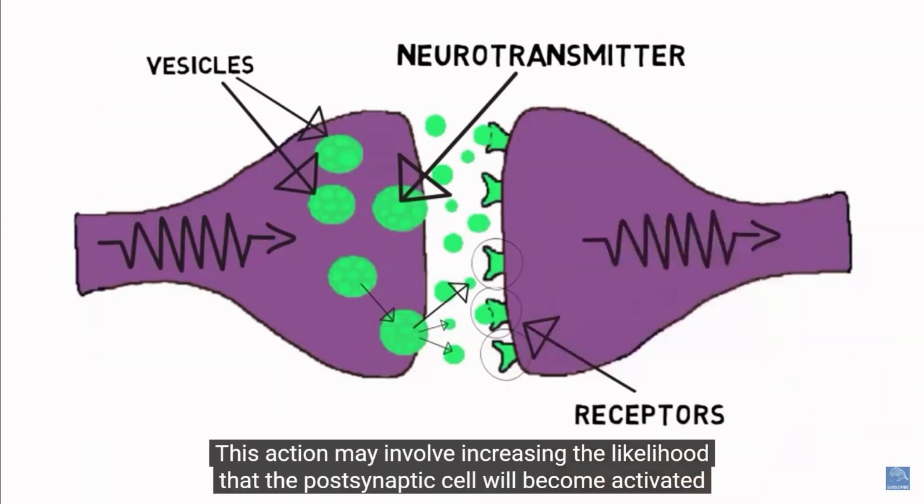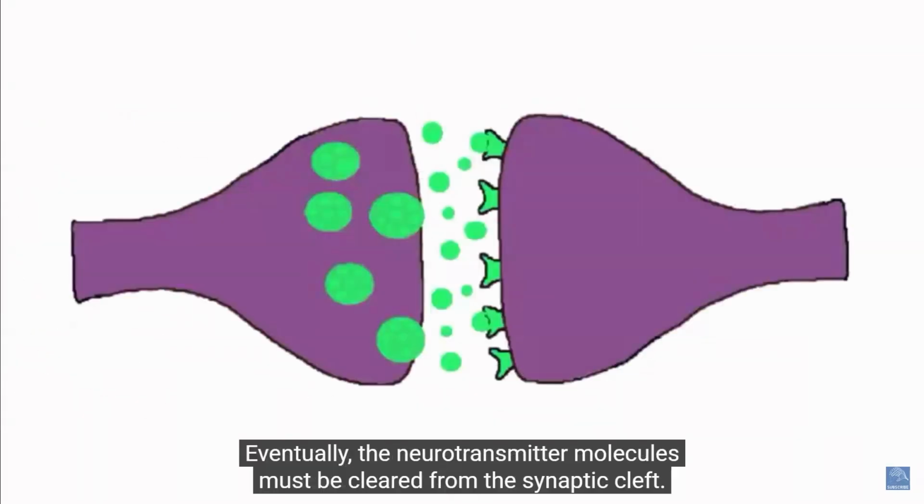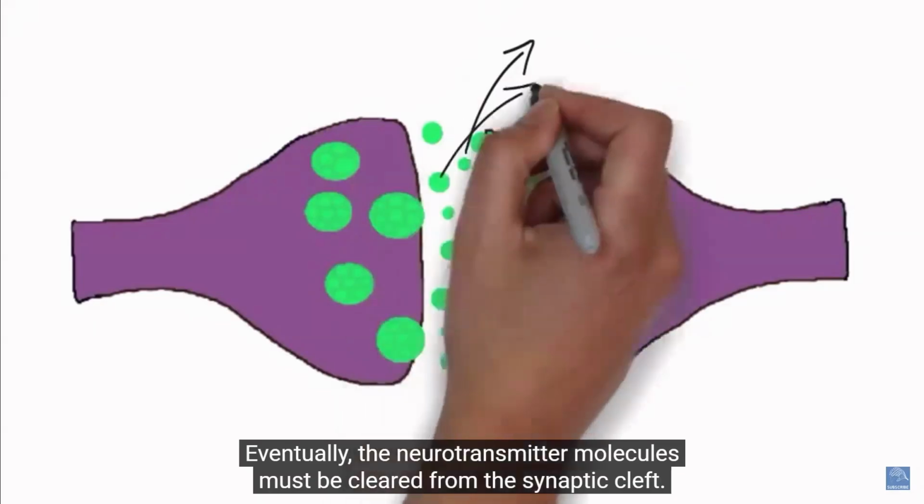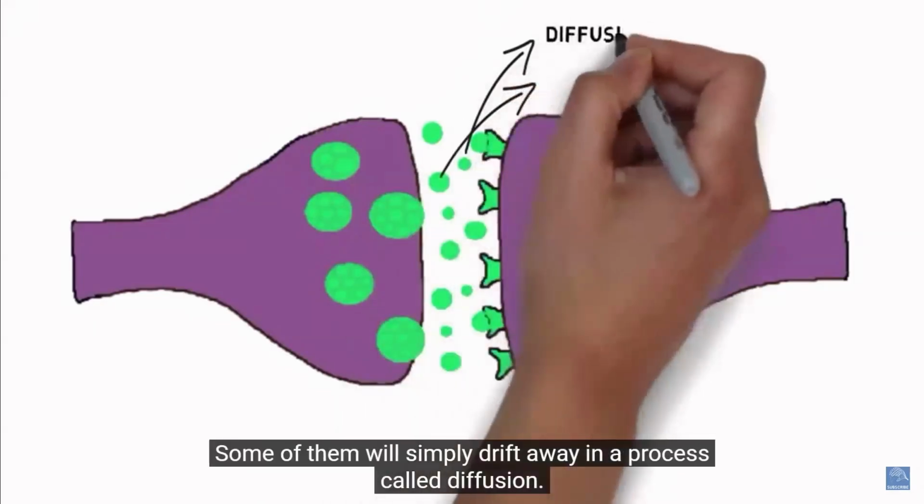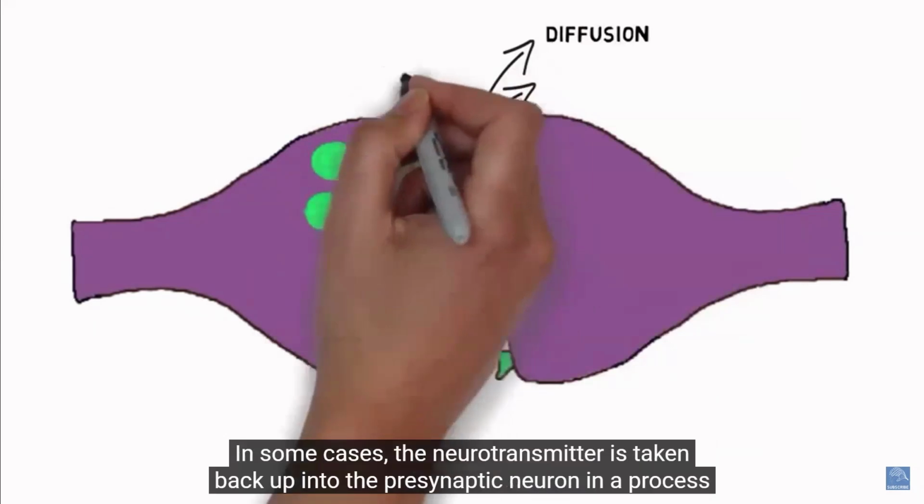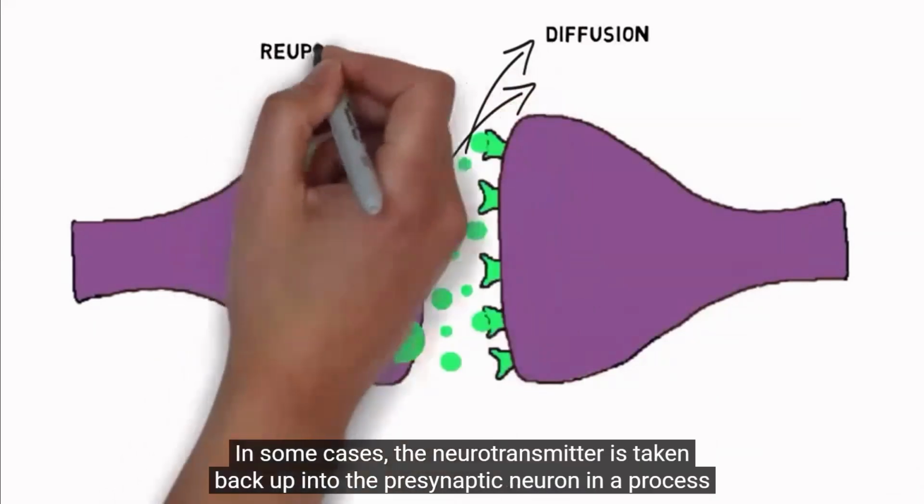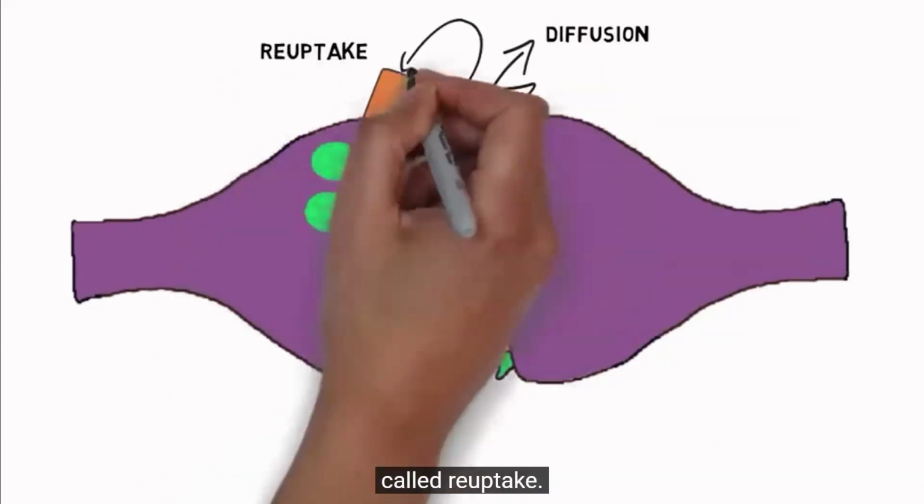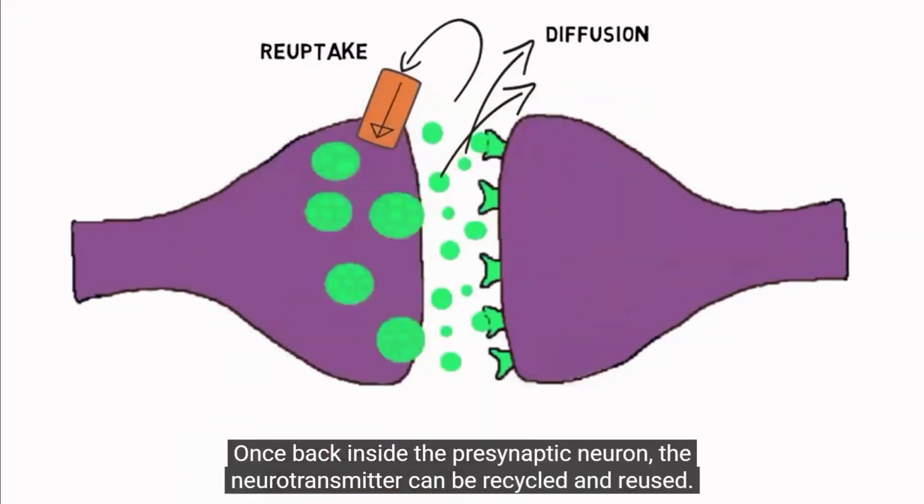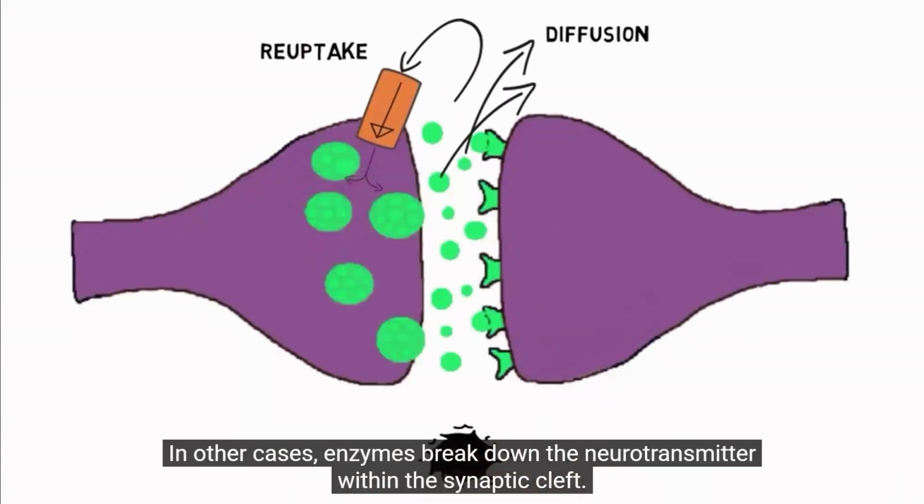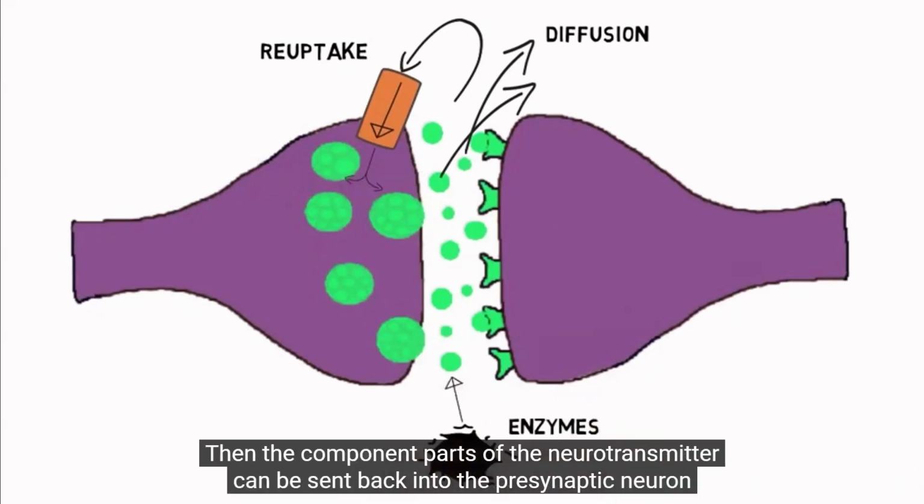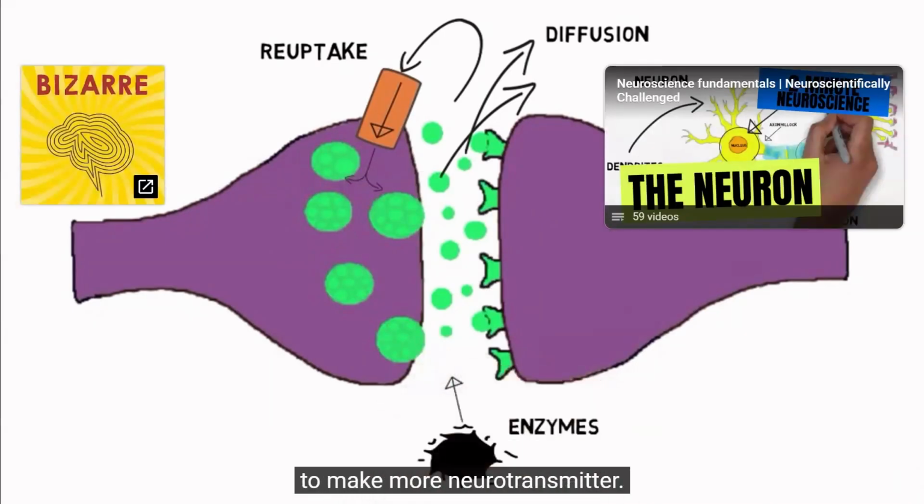This action may involve increasing the likelihood that the postsynaptic cell will become activated and fire an action potential, or decreasing it. Eventually, the neurotransmitter molecules must be cleared from the synaptic cleft. Some of them will simply drift away in a process called diffusion. In some cases, the neurotransmitter is taken back up into the presynaptic neuron in a process called reuptake. Once back inside the presynaptic neuron, the neurotransmitter can be recycled and reused. In other cases, enzymes break down the neurotransmitter within the synaptic cleft. Then the component parts of the neurotransmitter can be sent back into the presynaptic neuron to make more neurotransmitter.